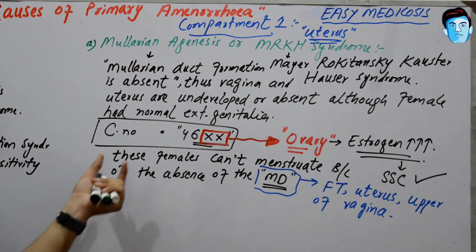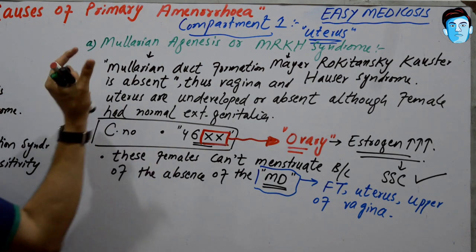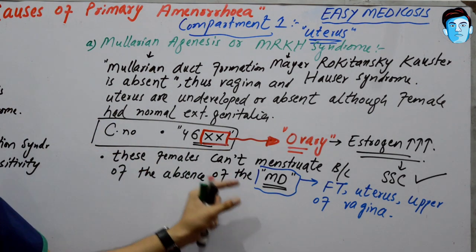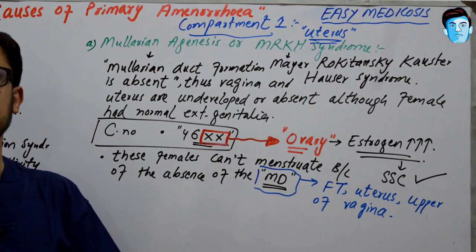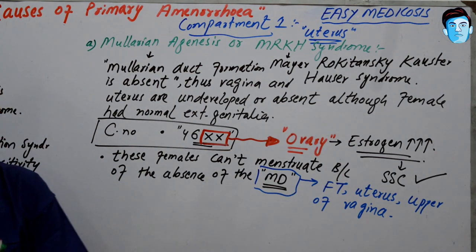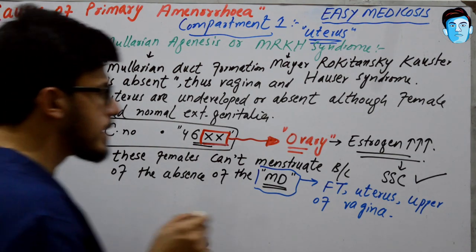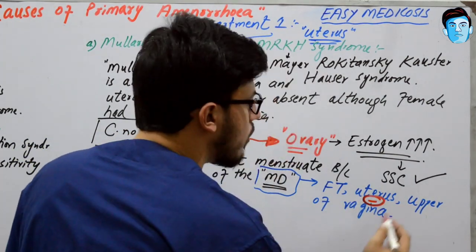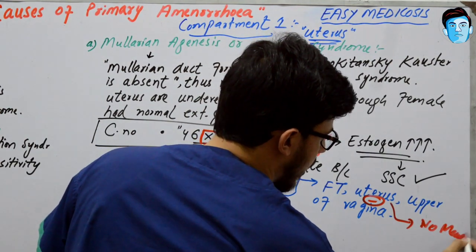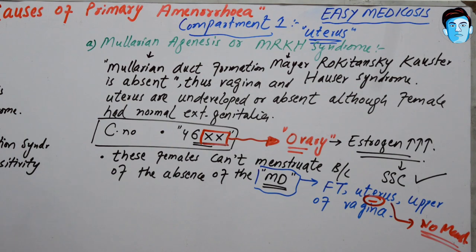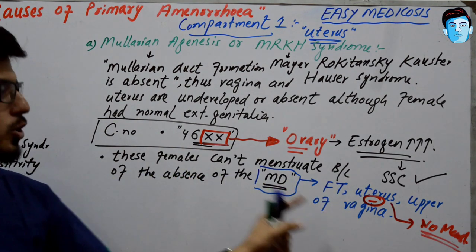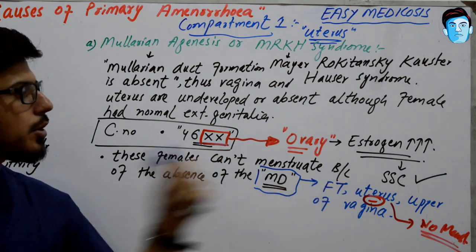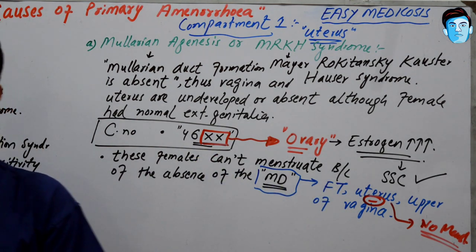Now look, if there is absence of the Mullerian duct, ultimately the fallopian tube will be absent in these conditions, the uterus will be absent in these patients, and the upper part of the vagina will also be absent. If the uterus is absent, it is very obvious that there will be no menstruation. That's the reason these females can't menstruate, because of the absence of the uterus. As the Mullerian duct helps in the formation of the fallopian tube, uterus and upper part of the vagina, if the Mullerian duct is absent, the uterus will also be absent, so the females can't menstruate.